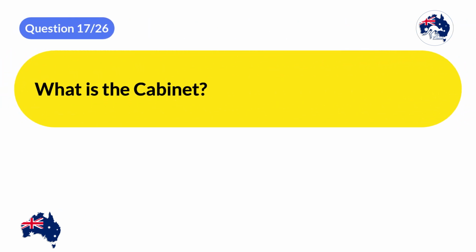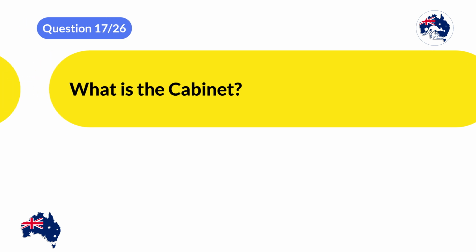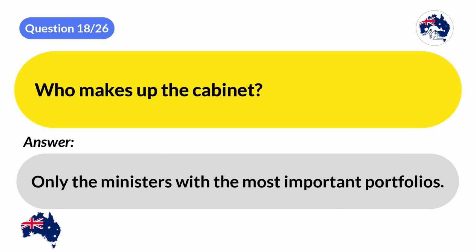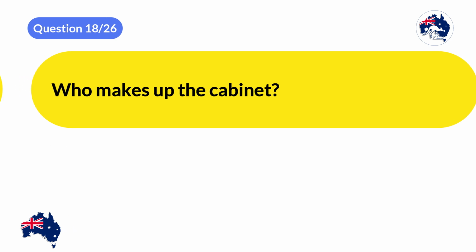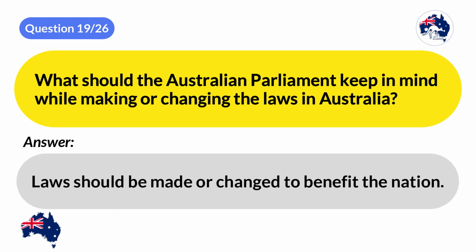What is the Cabinet? The key decision-making body of government. Who makes up the Cabinet? Only the ministers with the most important portfolios. What should the Australian Parliament keep in mind while making or changing the laws in Australia? Laws should be made or changed to benefit the nation.